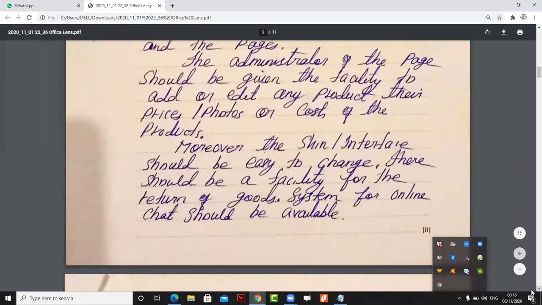There should also be a facility for the return of goods. A system for online chat should also be available. All these things that I'm talking about are the facilities, the software modules. So do you get the point? This is the way it was supposed to be answered.